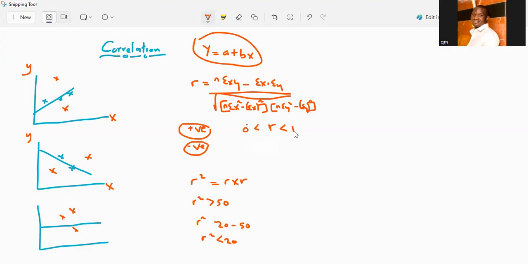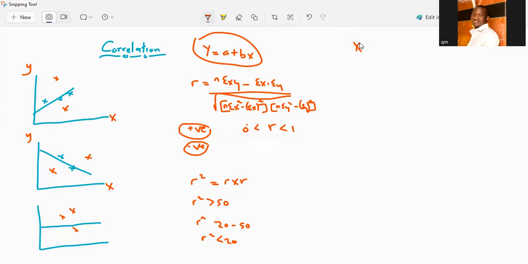So coefficients, if you have between 90% and 100, very strong, 70 to 89, strong, 40 to 69, moderate, 10 to 39, weak, 0 to 9, very weak. Okay, so these are the key points you need to understand.